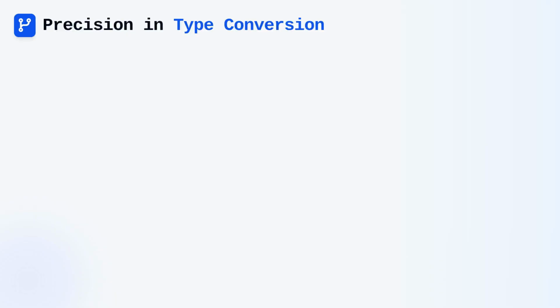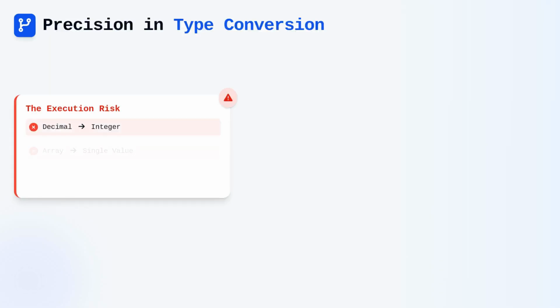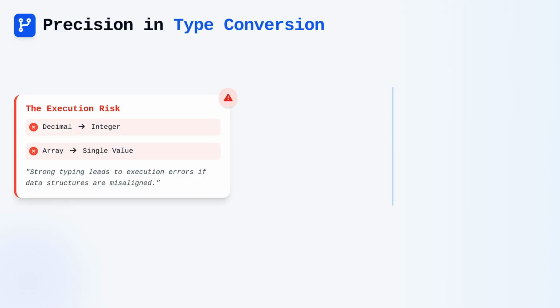Handling type conversion is another area where precision is required if you want your models to execute without failure. Appian is a strongly typed platform, and attempting to pass a decimal value into a field designed to hold an integer or an array into a single value parameter will lead to execution errors. When mapping between nodes or between an interface and a process, you must ensure that your data structures align perfectly with the definitions of your target variables.